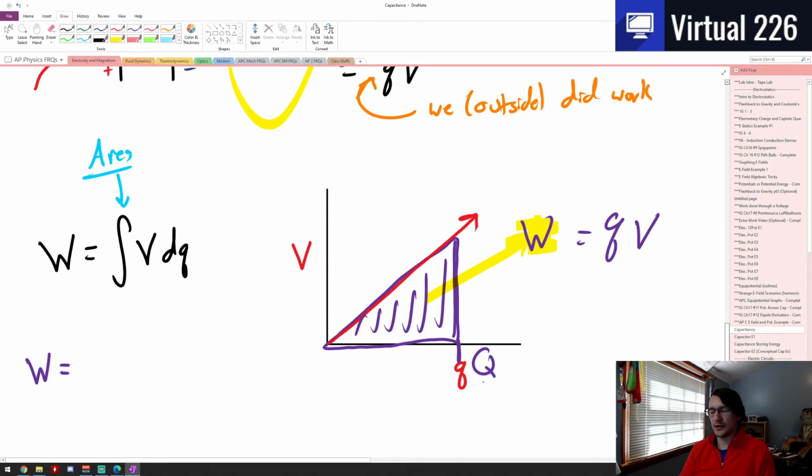Which means that the work needed to charge up this capacitor is based off of whatever this Q is out here. We'll call it capital Q as just being the value of the charge on the capacitor, whereas little q is some amount along the axis. So this is just Q, the base, times the height, which is V, right? And specifically, we need to remember this is a final voltage, because down here at the base, this is the initial voltage.